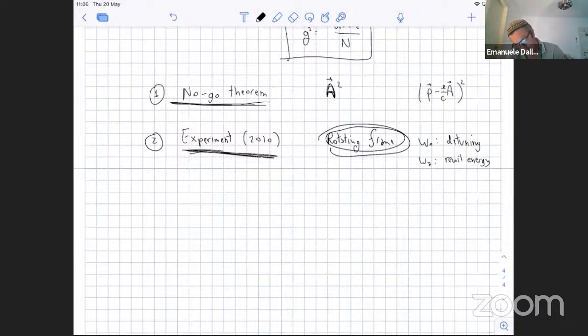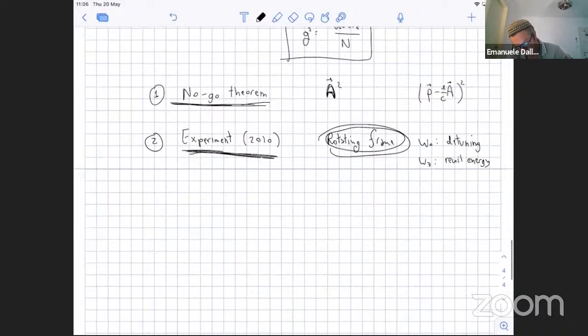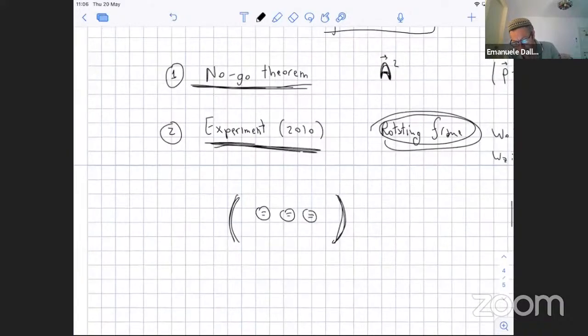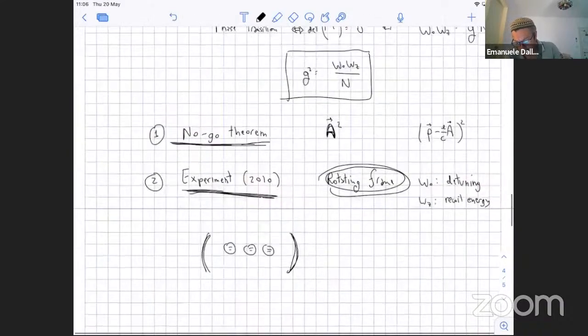So, the experiment. I'm going now to describe briefly the experiment, and we are going to see the data in a moment. The experiment, as we mentioned, is one in which you have many two-level systems inside the cavity, and we are trying to realize the Dicke phase transition, the Dicke model. So how is this done? It is done as follows.